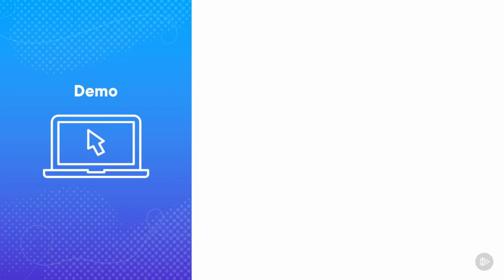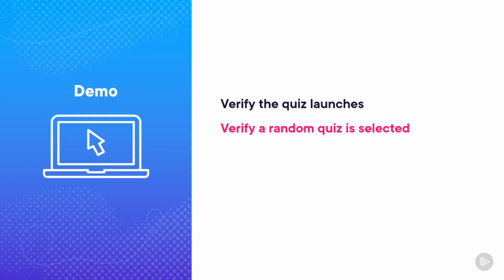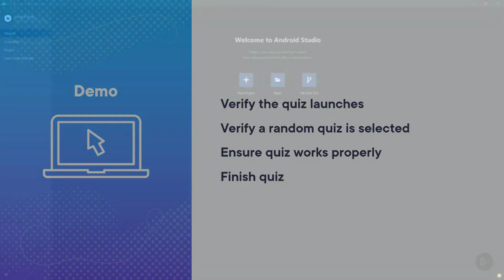In this clip, we will demo the quiz feature that we just added. When we launch the app, we will first navigate to the quiz and verify it works. Then we will verify that a random quiz is selected. Once we are sure a random quiz is selected every time, we can then work through the quiz. We will make sure the questions respond correctly when selected. After that, we will verify that the quiz finish page accurately displays the results of the quiz.